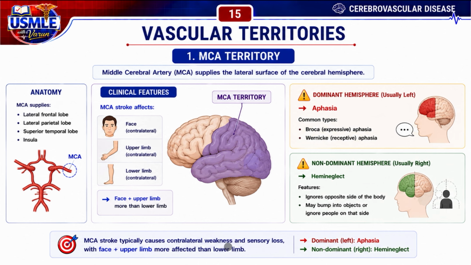MCA stroke typically causes contralateral weakness and sensory loss, with face and upper limb more affected than the lower limb. Dominant hemisphere involvement could lead to aphasia, non-dominant hemisphere involvement could lead to hemi-neglect.